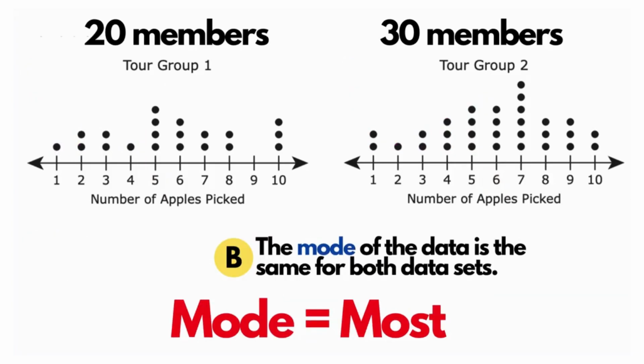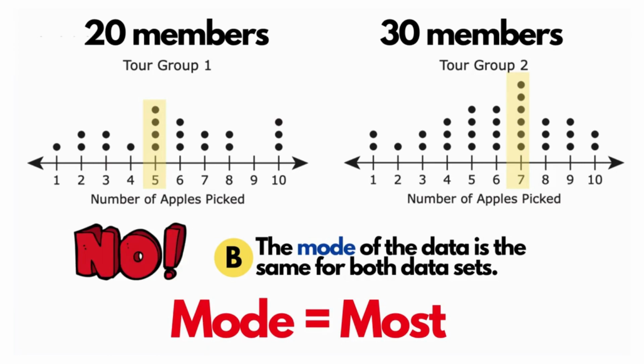So moving on, looking for the mode. The mode of the data sets is the same for both data sets. Let's see if that's true. Mode means most. It's an easy way to figure that out. Which piece of data appears most in the graph? Let's take a look. We're going to highlight both of them. It looks like the most in tour group 1 is 5 and the most in tour group 2 is 7. So no, the mode does not work in this case.